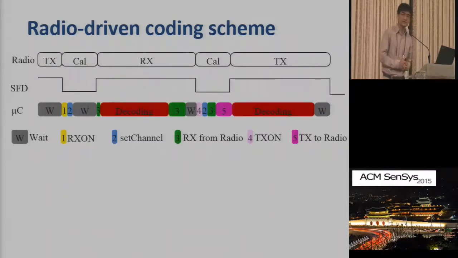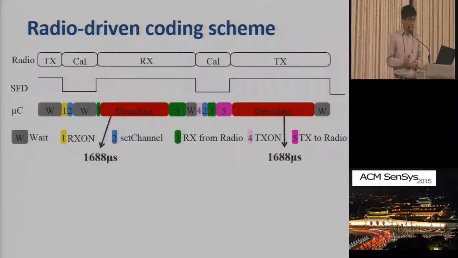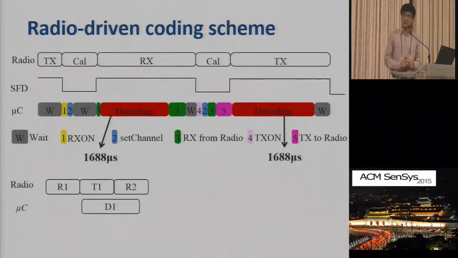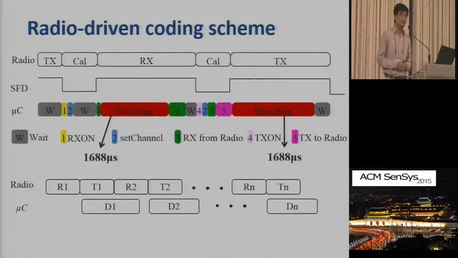So we can leverage these idle intervals to do the decoding and encoding. By implementing such an idea on sensor modes with 802.15.4, we squeeze out more than 1,500 microseconds in each transmission. Now, when the radio receives a packet, the microcontroller has 2 time slots to decode this packet. And when enough packets are received, the microcontroller can recover the original data while the radio is still working.